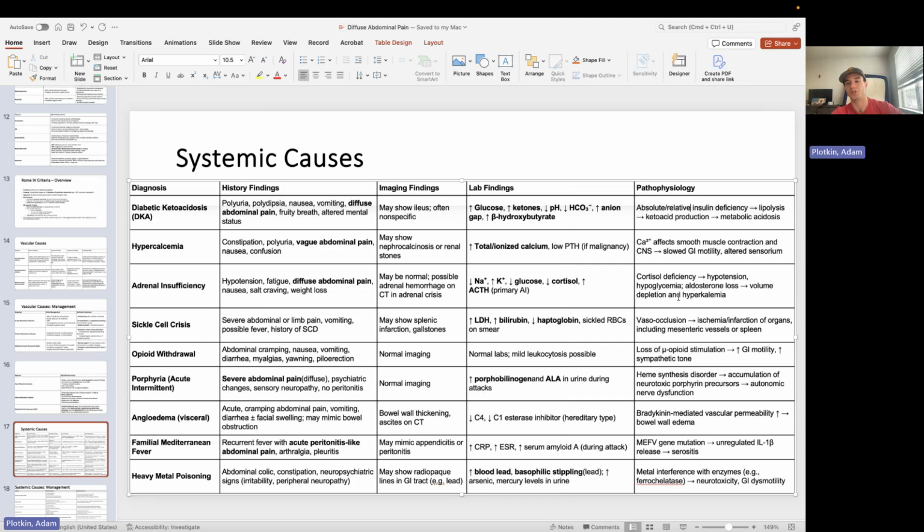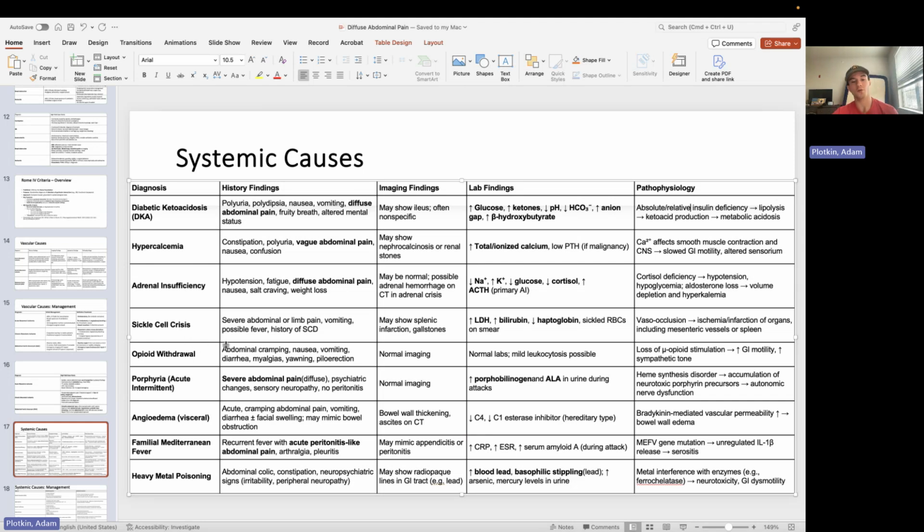For the pathophysiology, we get vaso-occlusion, we get ischemia and infarct of the organs, right? These sickle cells are really abnormal. They're now very, very rigid. They used to be pliable. They're rigid. They get stuck in these small mesenteric vessels, cut off blood supply to my gut. So that's kind of the pathophysiology there.